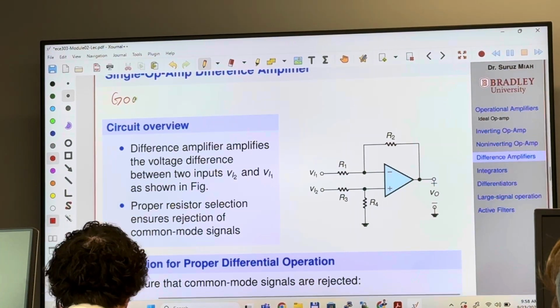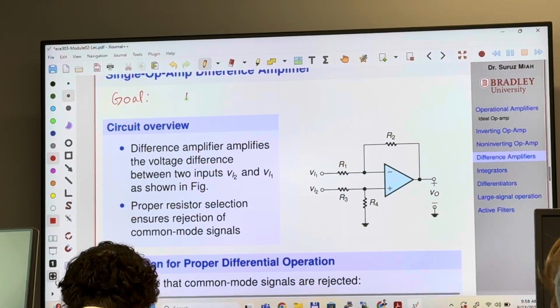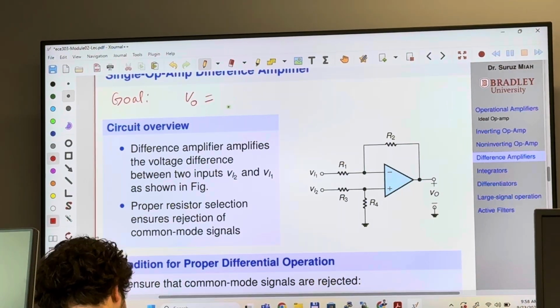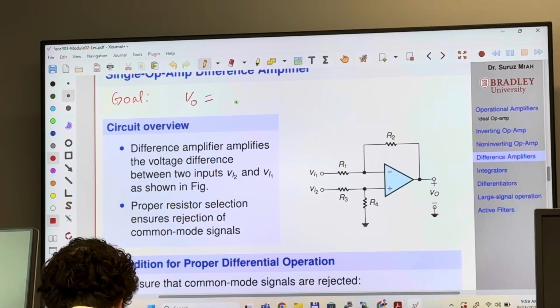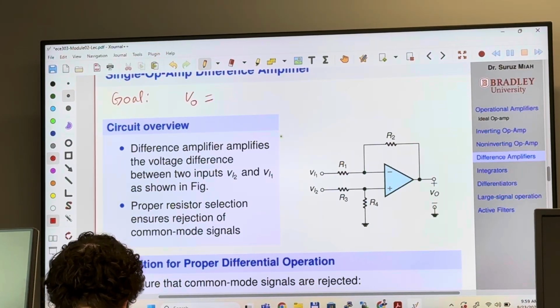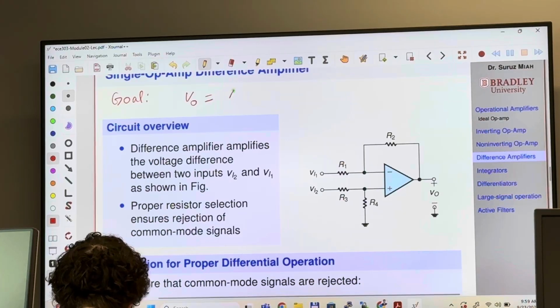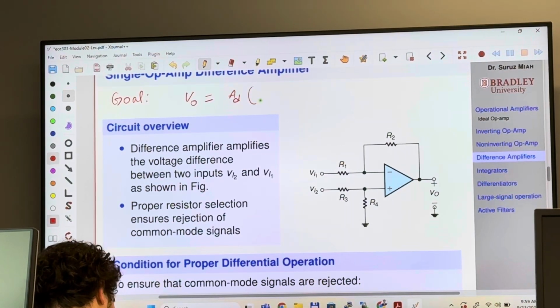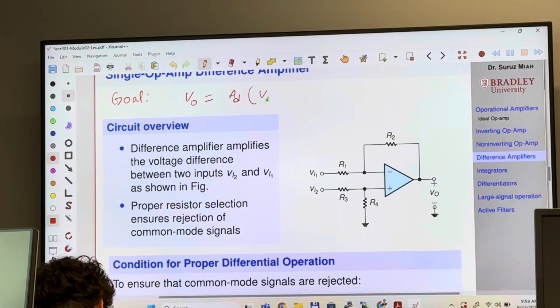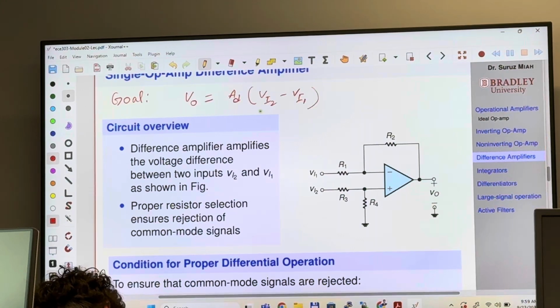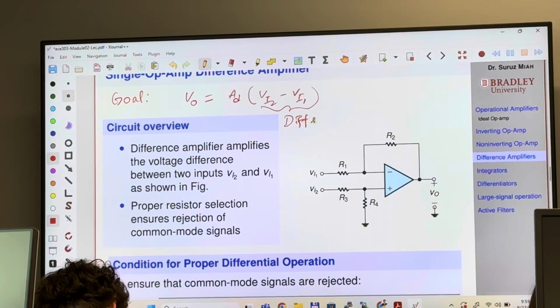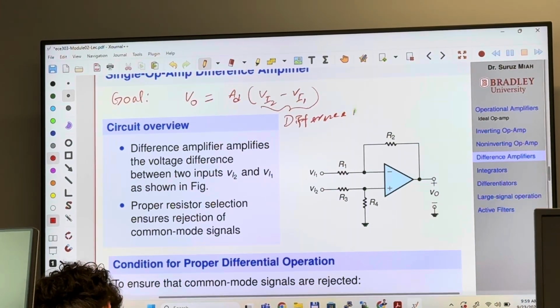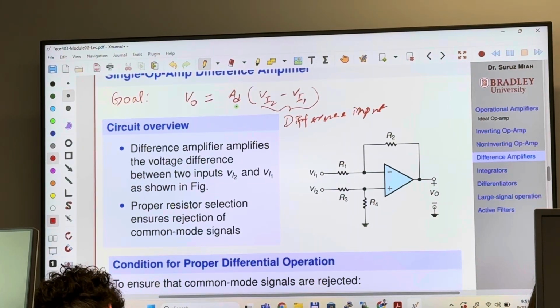Our goal here is to find the output voltage, in terms of a certain gain times the difference of the inputs, V_I2 minus V_I1. So this is the difference input, and this is the differential gain.